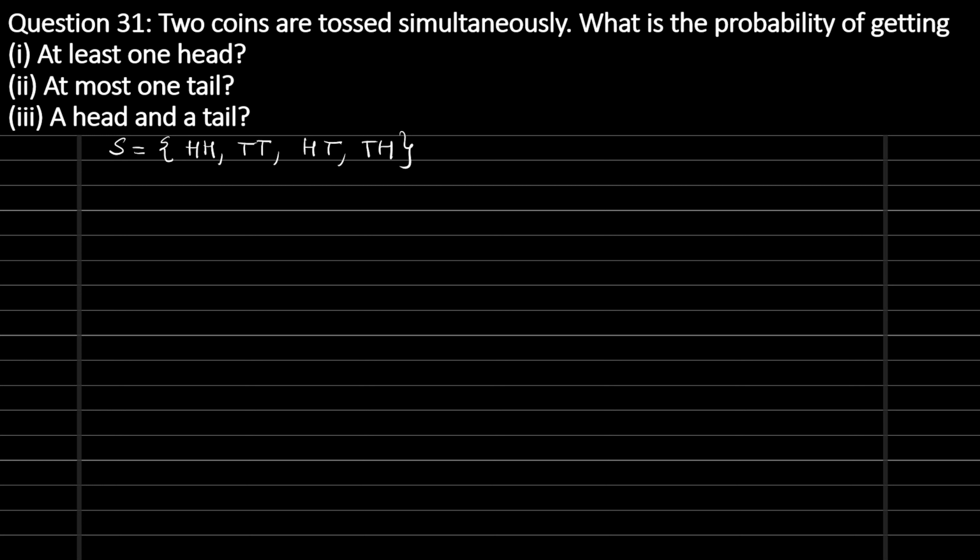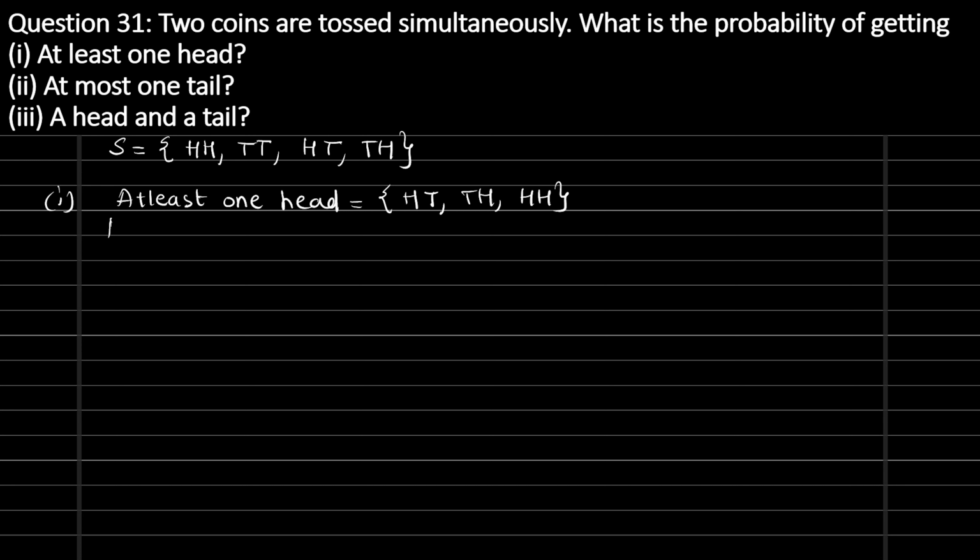Now, if we have to get at least one head, then the possible outcomes would be at least one head, which means it can have two heads as well, right? Minimum, it should have one head. Therefore, the possible outcomes that we are going to take here would be head tail, tail head, as well as head head.